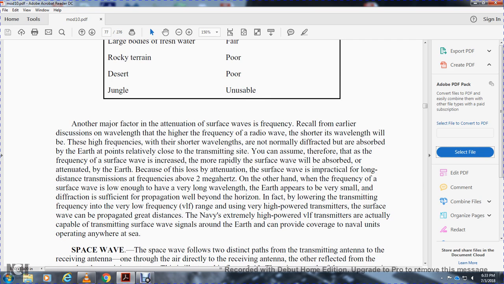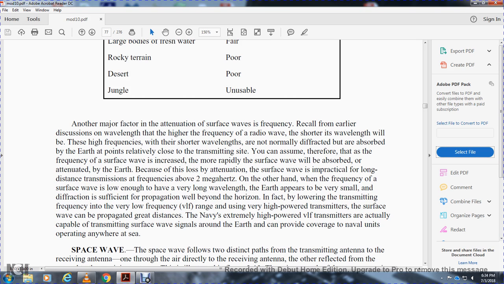Another major factor in the attenuation of a surface wave is frequency. Recall from the earlier discussion that the higher the frequency of a radio wave, the shorter the wavelength will be. Therefore, higher frequency, shorter wavelength waves are normally diffracted very little, and are absorbed by the Earth at points relatively close to the transmission site.